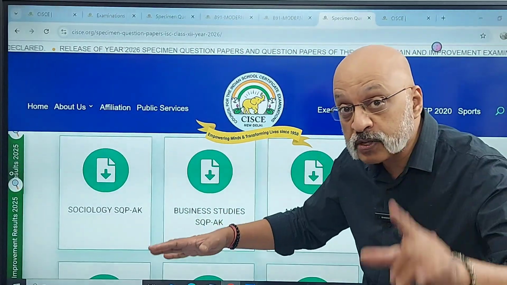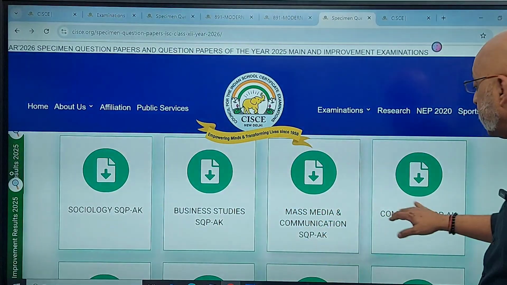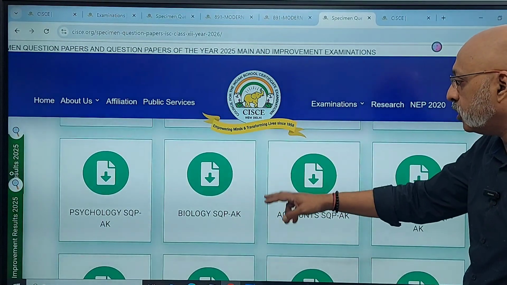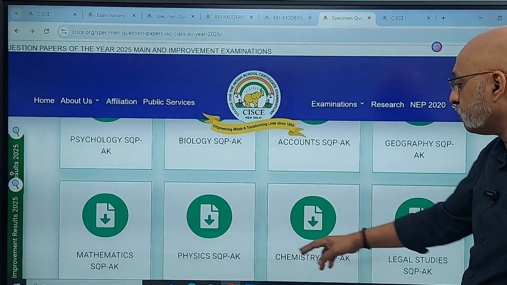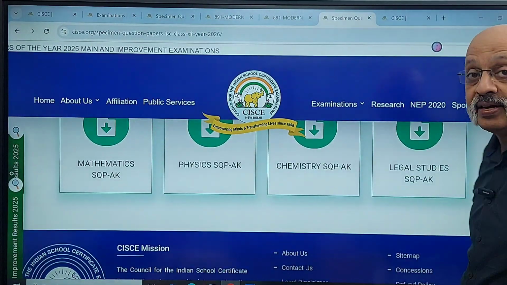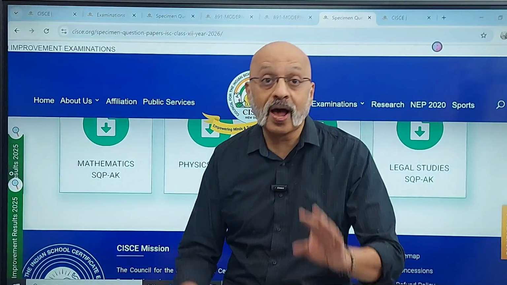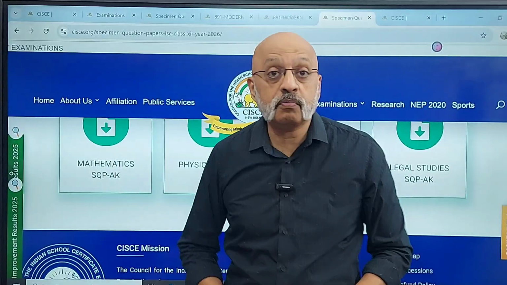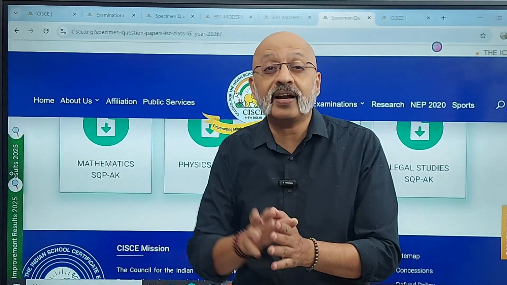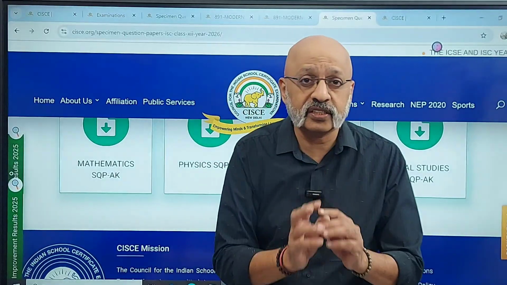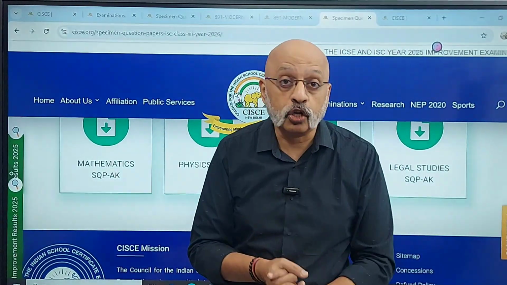Which are the specimen papers which have been released for class 12? Sociology, business studies, mass media, commerce, psychology, biology, accounts, geography, mathematics, physics, chemistry, and legal studies. These are the different papers which have been released so far. Please go and have a look at it. Download it from the site, keep it with you so that you can refer to it anytime. You don't have to go to the site every time in case the site is down. Even if you don't have the net, you can look at the PDF which will be stored on your computer.